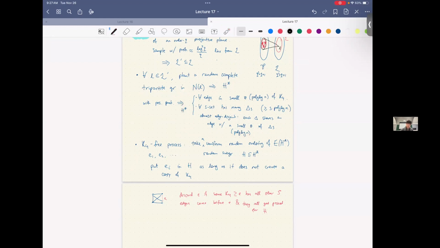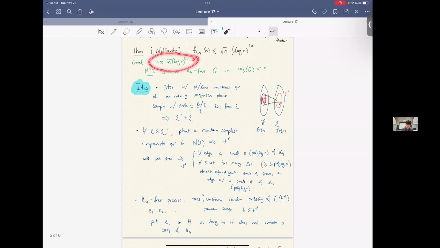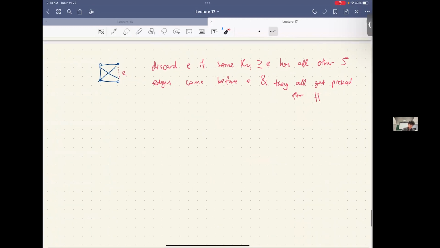Once again, these two properties mean that after doing this random block tripartite construction by taking some small subset of random lines, the resulting graph has the following two properties. Every edge is in a small number of K4s, and every set S, of roughly square root n size, has many, at least linear in the size of S, almost edge-destroying triangles. This is this lemma.